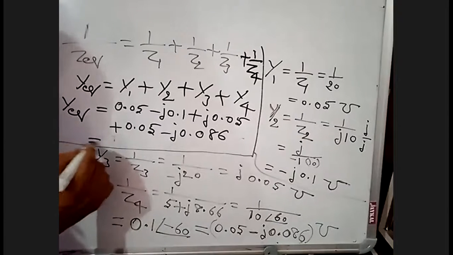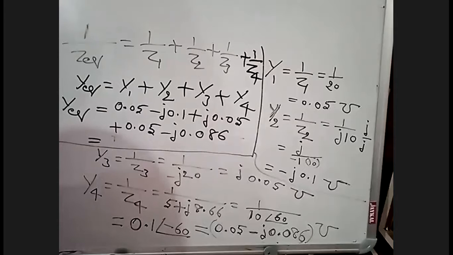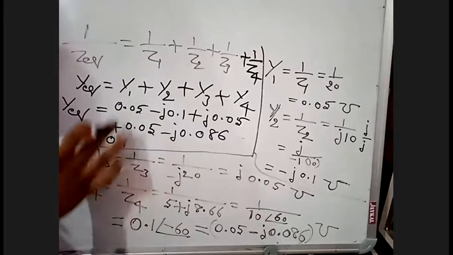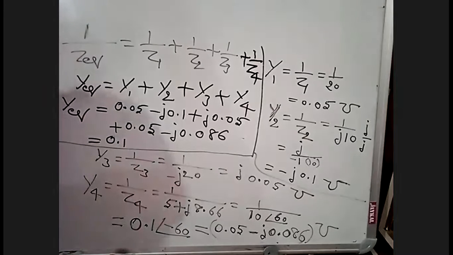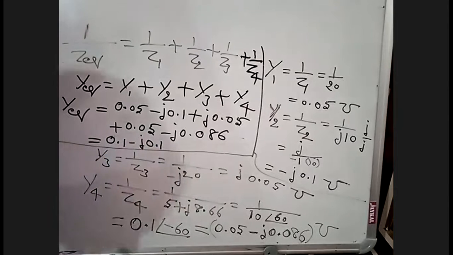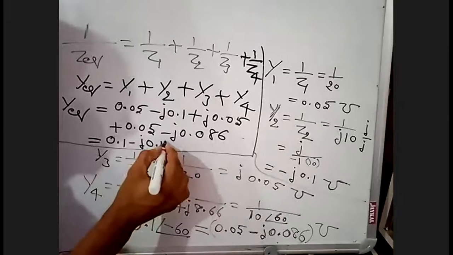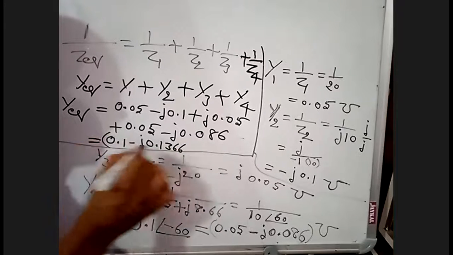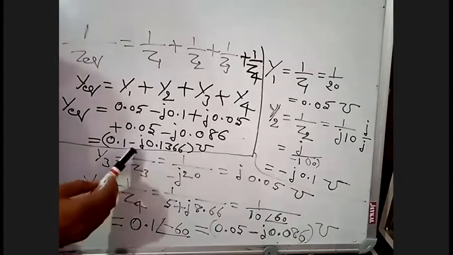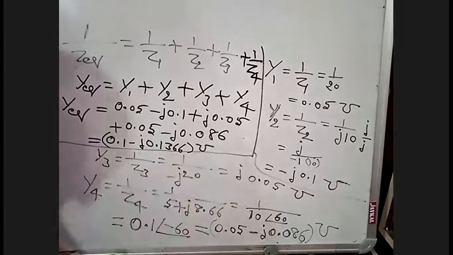Tell me the final answer. Add the real parts. 0.05 plus 0.05 is 0.1. Minus j0.136 Siemens. Your total admittance is this much.